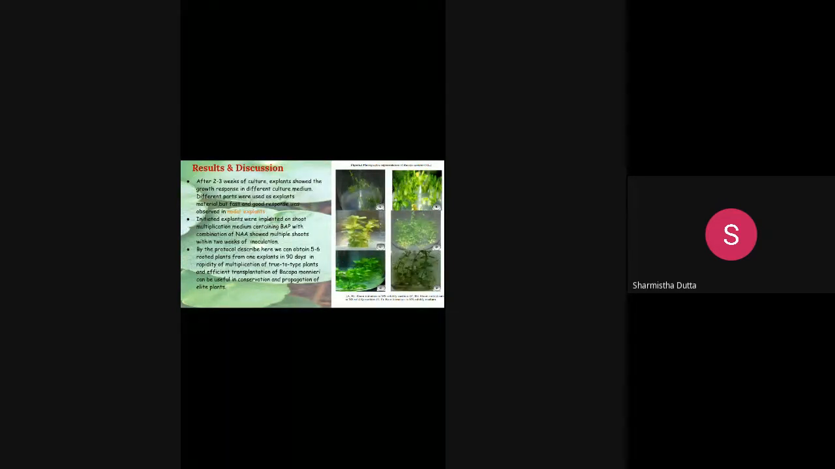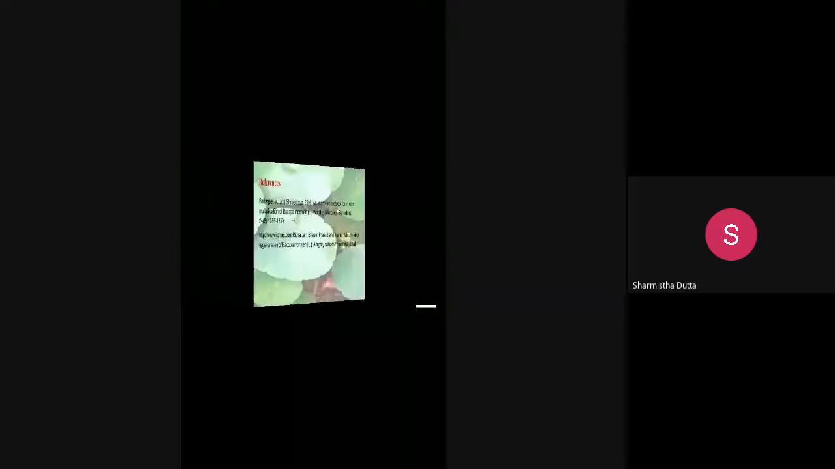Figures A and B show the shoot initiation on MS medium, C and D show the shoot multiplication, and E and F show the root formation in MS solidified medium. These are the references. Thank you.